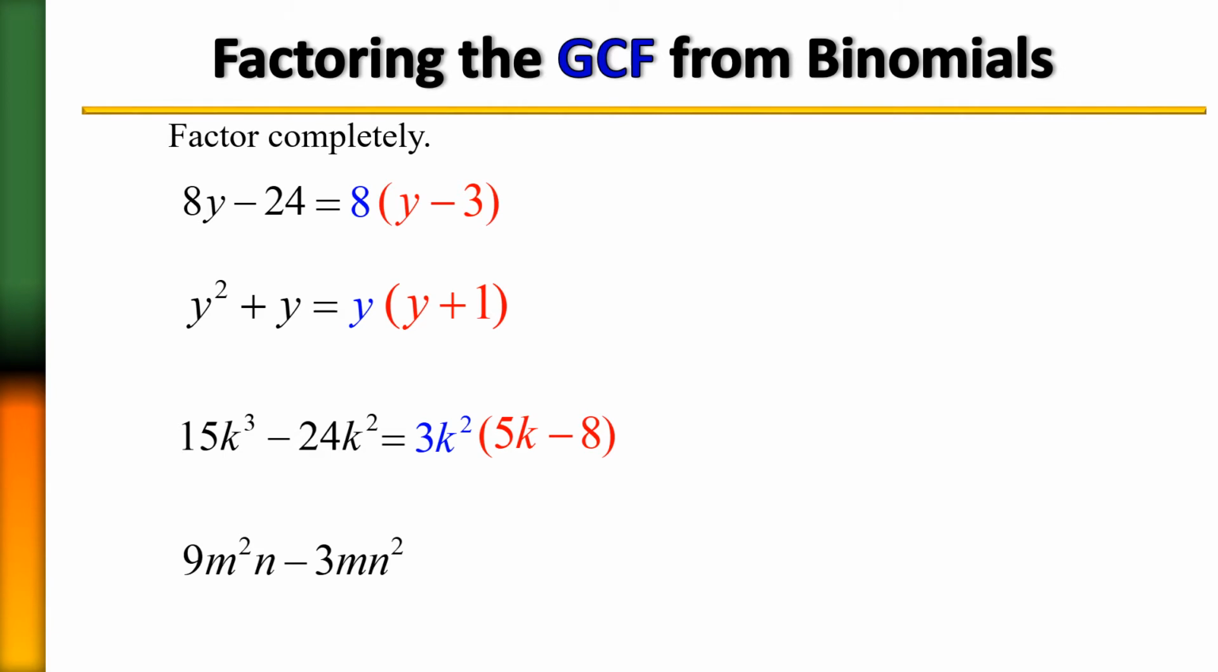Okay, so what did you find to be the GCF of that? Well, if you said 3mn, then you are correct. And recall, what is left goes in parentheses behind it. So how did you do on that? I'm sure you did well. So let's move on to trinomials.